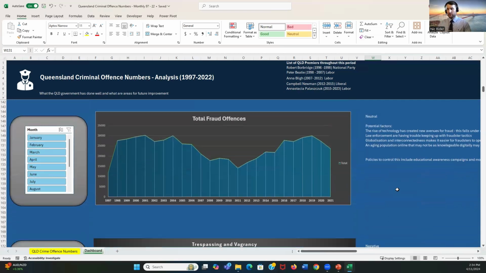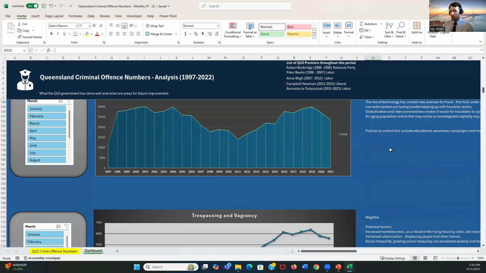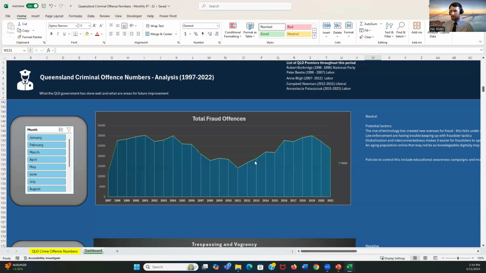So next, we're going to go to total fraud offences. Coming down here, we can see that fraud-wise we have been up and down. It hasn't been great. It's kind of neutral and hasn't really improved a lot. In 2019, it was pretty similar to what it was in 2001, or even 99. So in a 20-year period, we haven't really seen improvements with fraud offences.